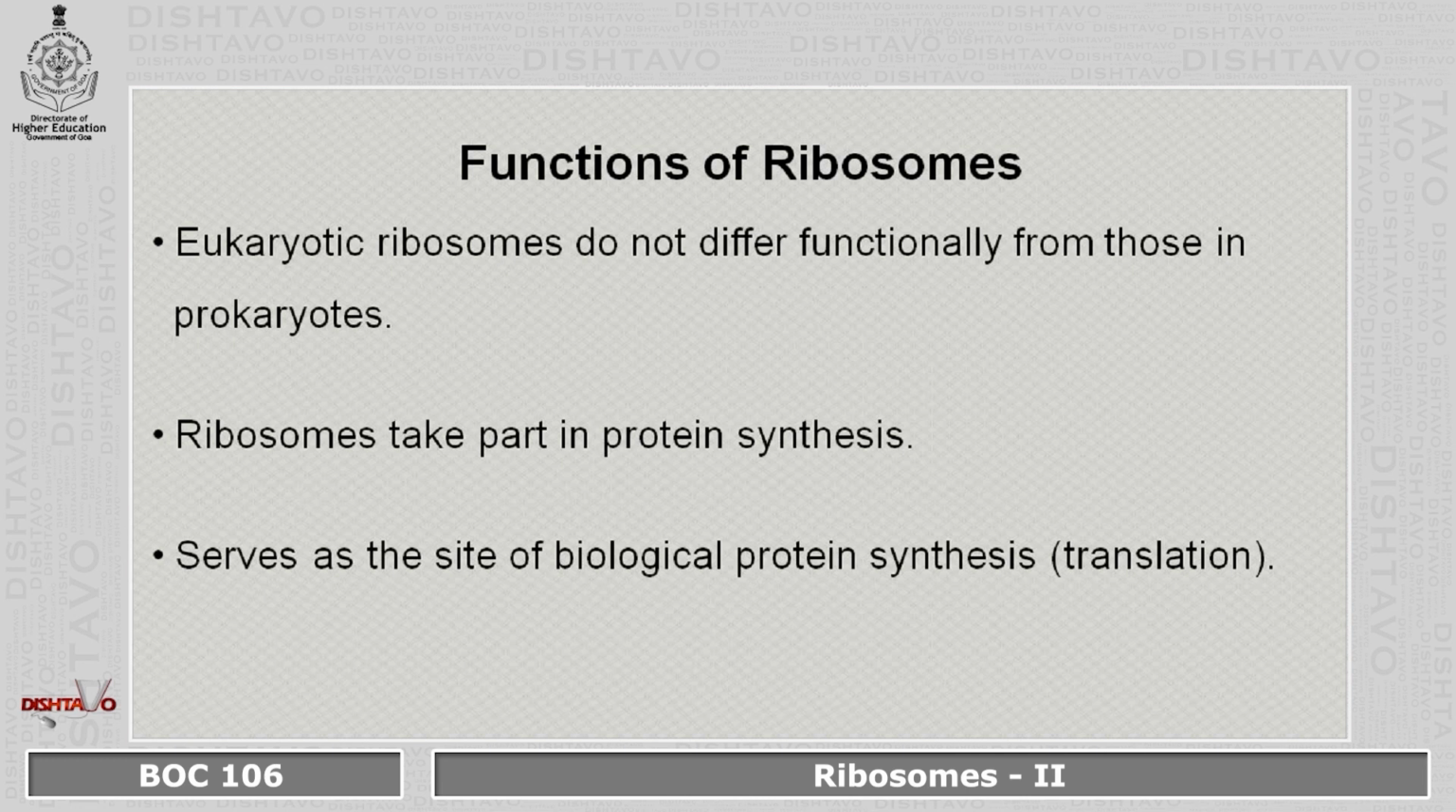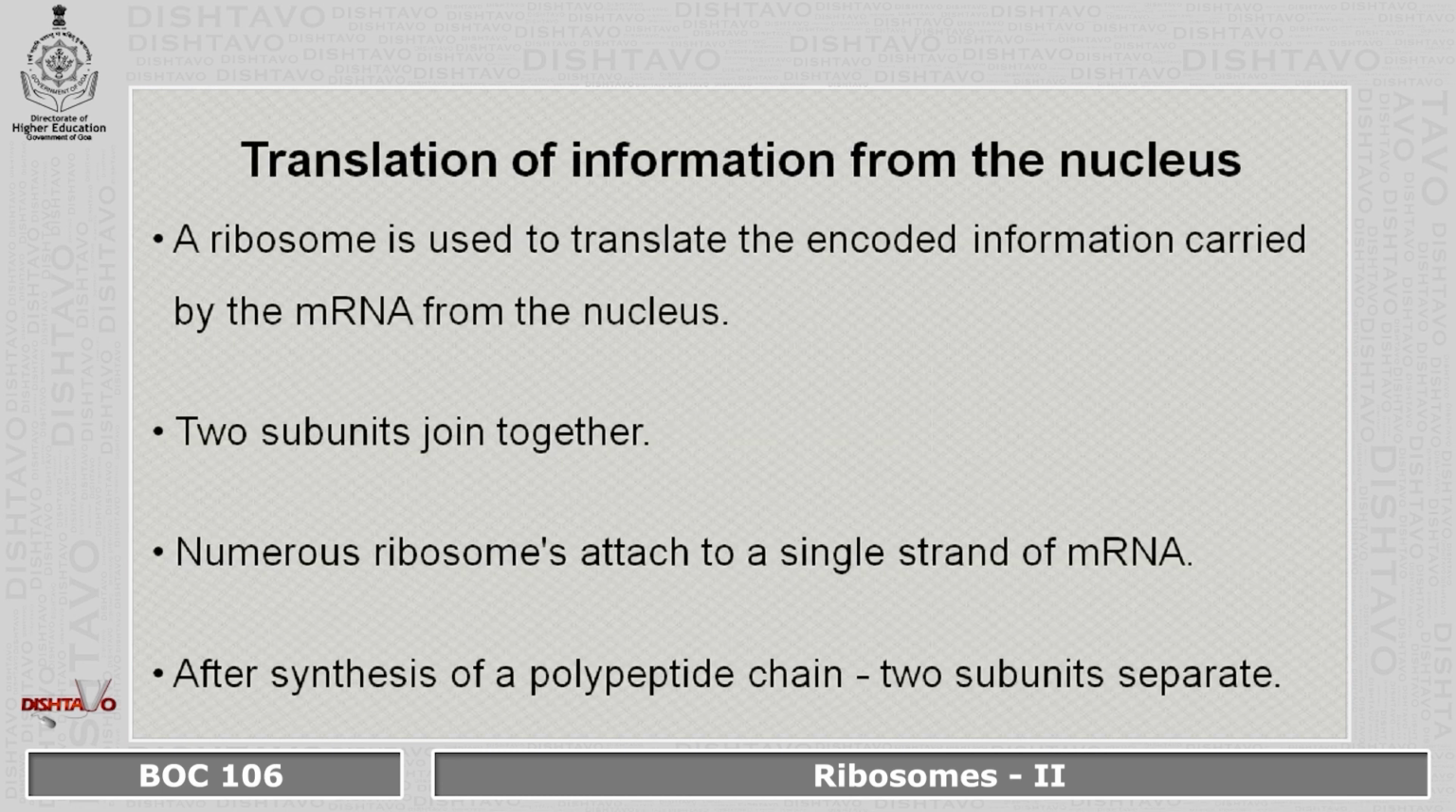Ribosomes take part in protein synthesis. They serve as the site of biological protein synthesis, that is translation. So, translation of information from the nucleus. A ribosome is used to translate the encoded information carried by the mRNA from the nucleus. During this, the 2 subunits join together. Numerous ribosomes attach to a single strand of mRNA. After synthesis of a polypeptide chain, the 2 subunits separate.